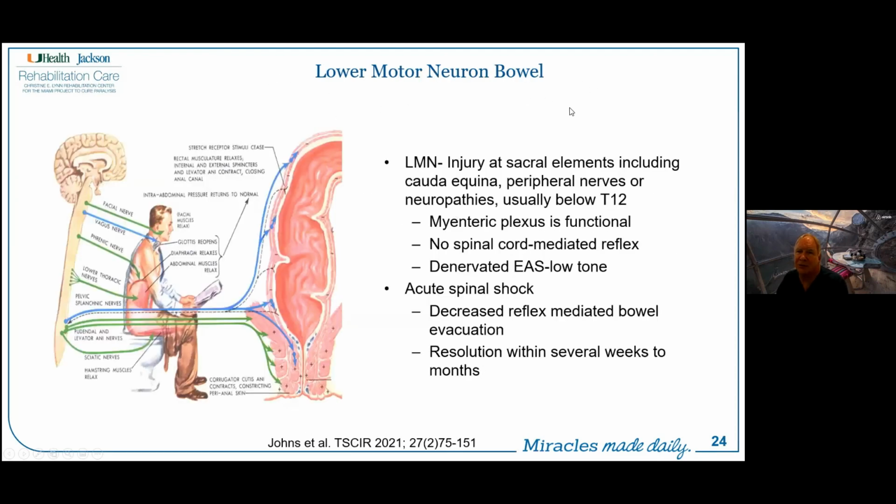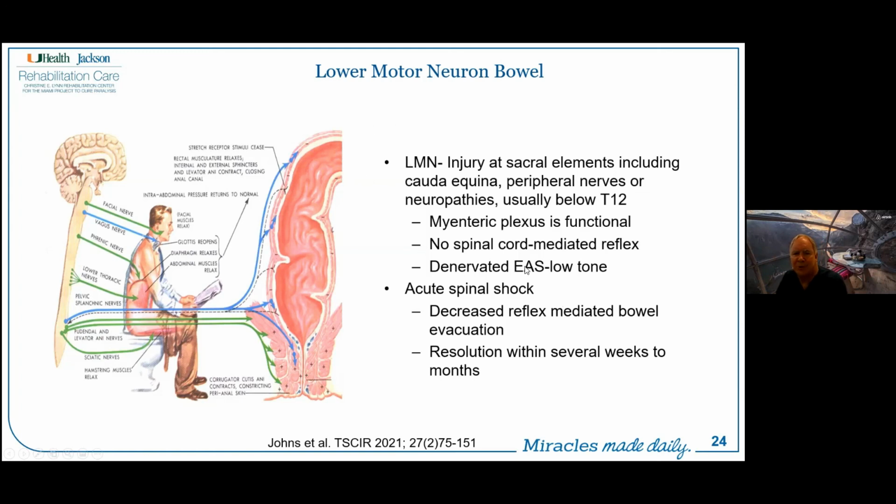So what about the lower motor neuron bowel? Now remember, this is a situation where, unlike musculoskeletal spasticity, the external anal sphincter and the pelvic floor musculature are flaccid. So it's paralyzed and it's flaccid, it's not spastic. And so in this situation, your myenteric plexus is functional, but you don't have spinal cord mediated reflexes. And so you're going to have significantly low tone in the external anal sphincter and the pelvic floor musculature. This person is at risk for having frequent incontinence unless we modify their bowel care program somewhat.